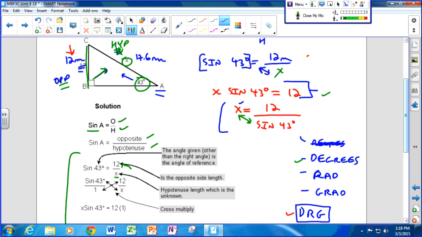12 divided by the sine of 43. All you do in your calculator is hit 12, or sorry, 12 divided by, and then you hit 43, hit the sine button, hit equals, and you have the answer.